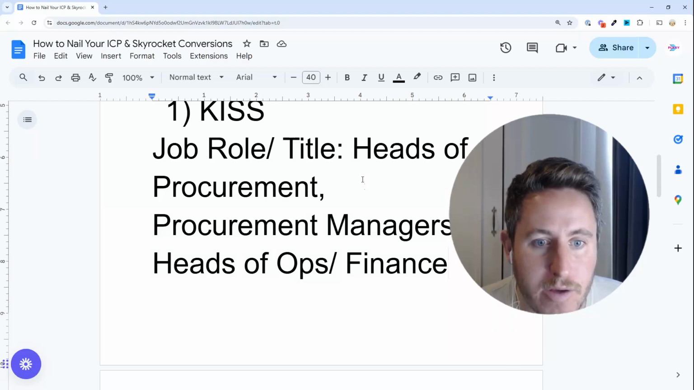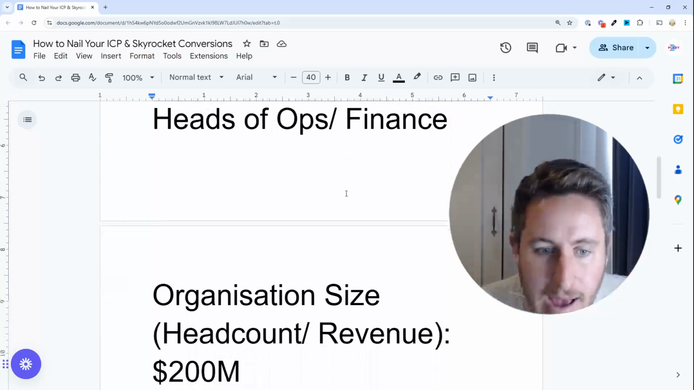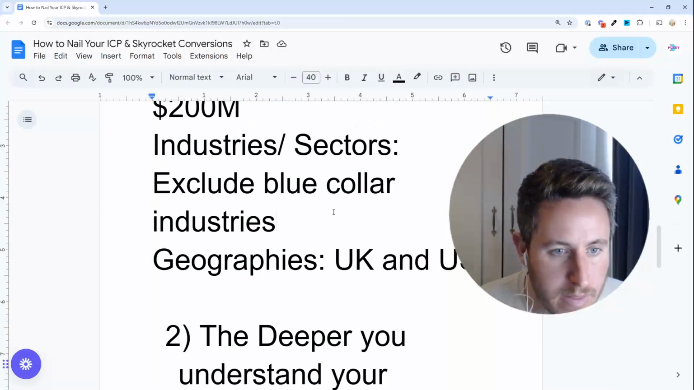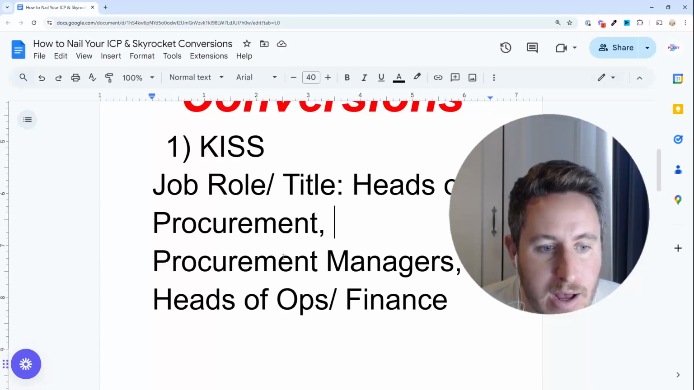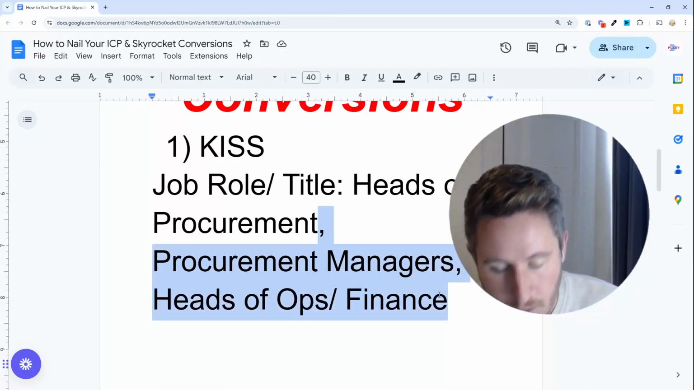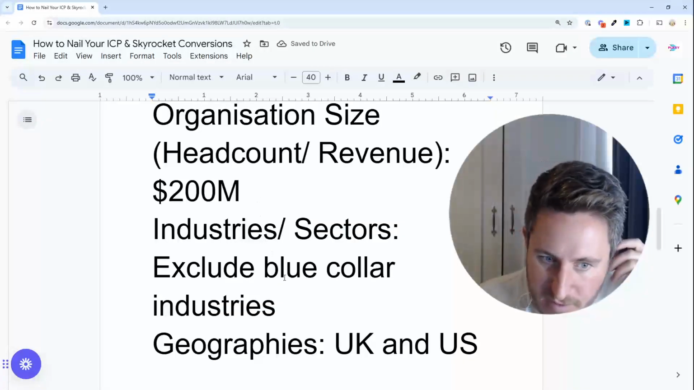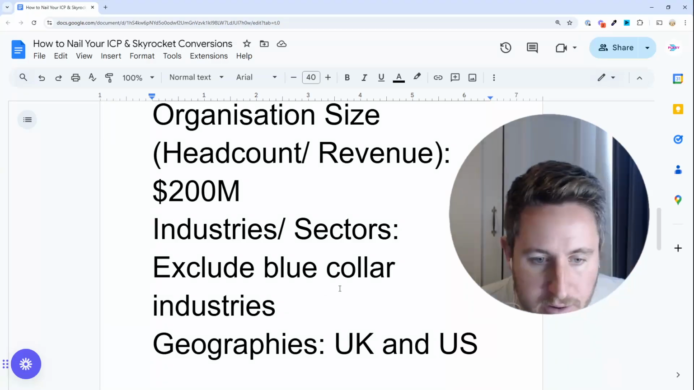But what we're really looking for to begin to start B2B campaigns is this basic outline of these 4 categories. It doesn't need to be more complicated than that. With these categories filled out, so here we're just going to go heads of procurement for 200 million plus businesses. We're going to exclude blue collar industries.